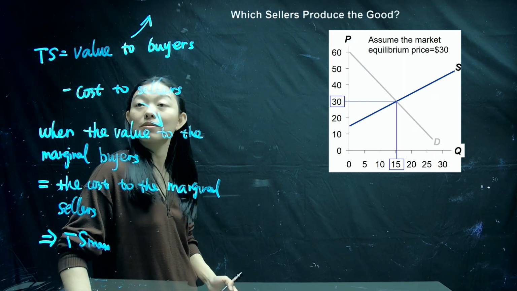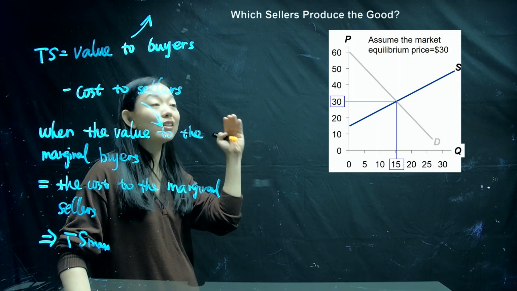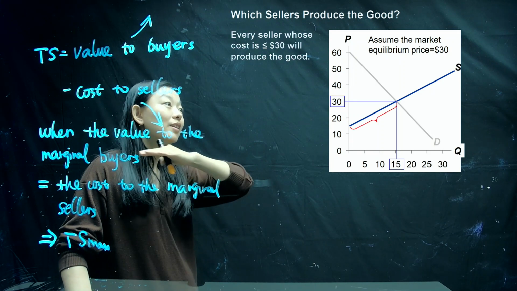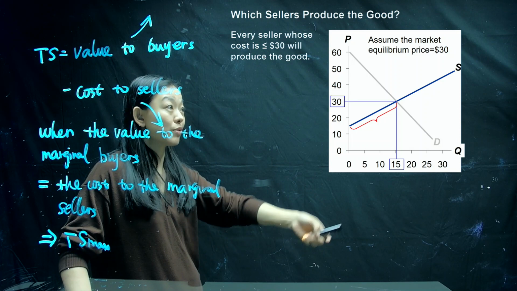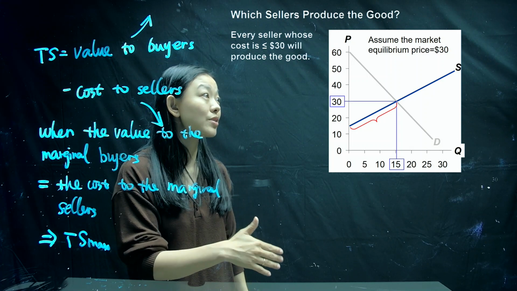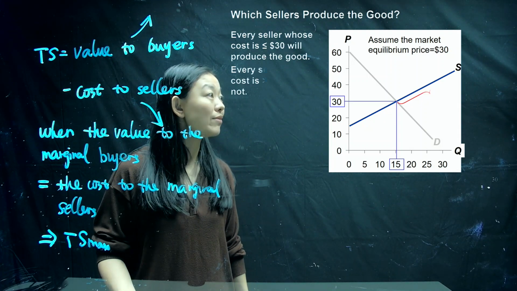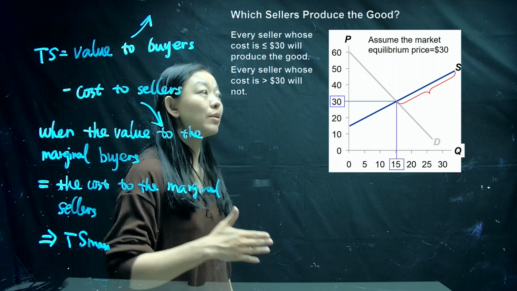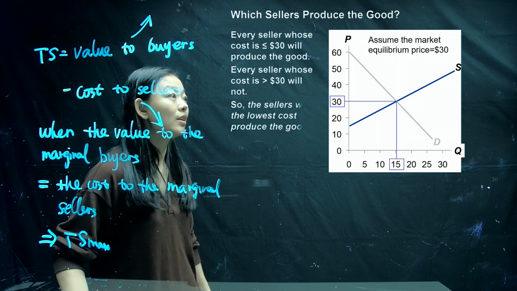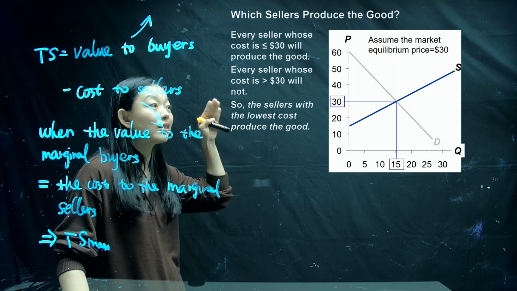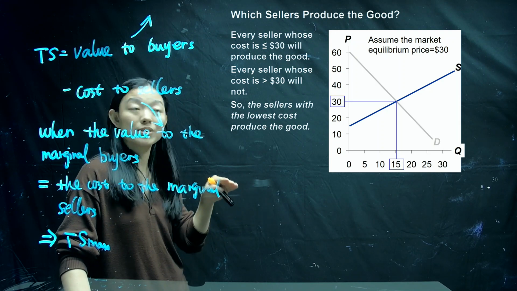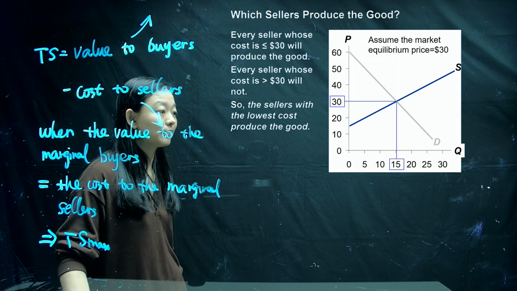Now look at the sellers. If the market price is $30, then sellers whose cost is below $30 would sell the product. So I summarize here that every seller whose cost is lower than $30 will produce the good. However, sellers whose cost is above $30 will not produce the good, right? So the sellers with the lowest cost are the ones who produce the good.